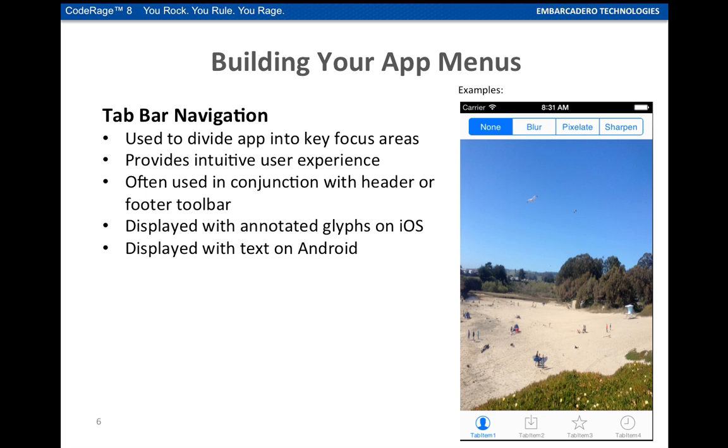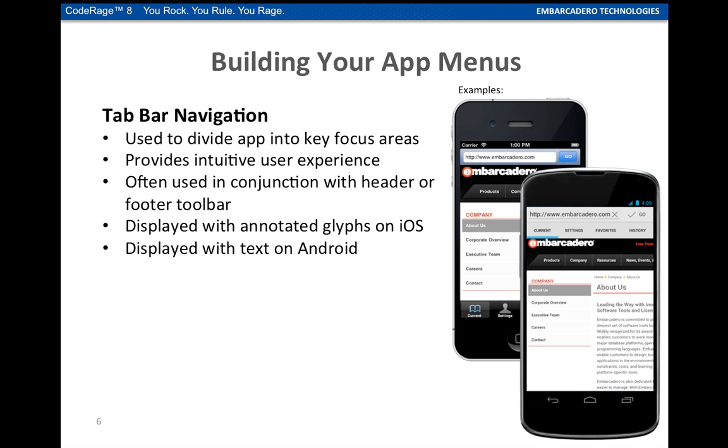Now, tab bar navigation. Now, tab bar navigation is very common nowadays in mobile applications. You can use it to divide apps into key focus areas. It also provides an intuitive interface since you're breaking up your application into certain categories, so to speak. And as you can see here on the right, one of the key differences between building an application for iOS versus Android is that on Android, tabs are always positioned at the top, just with text, whereas on iOS, tabs are positioned at the bottom with text and a glyph.